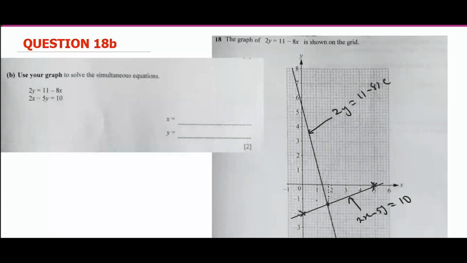If you trace it down, you see that the value of x is 1.9, very close to 2. And also if you trace it to the y value from that point, you see that you have minus 1.2 as the y value, minus 1.2. So this will be the solution to the two simultaneous equations.